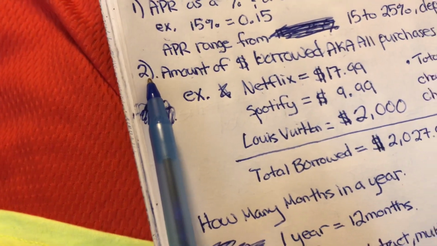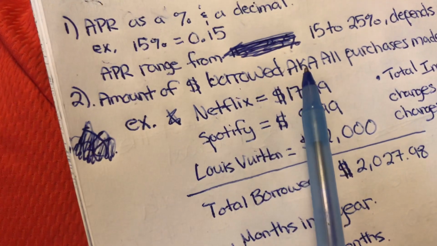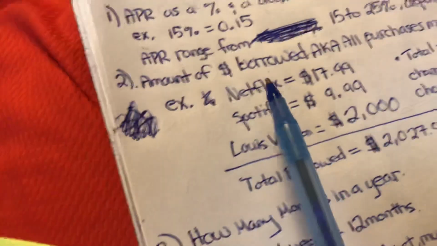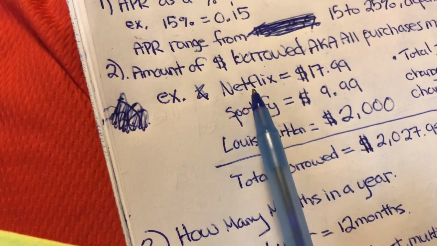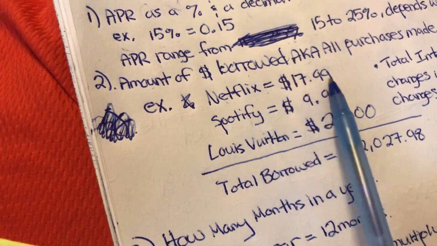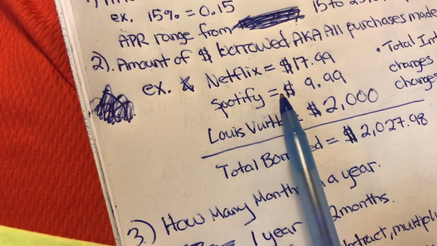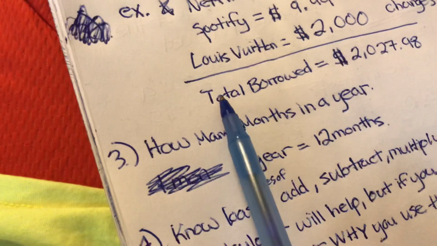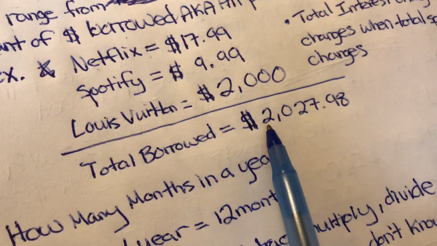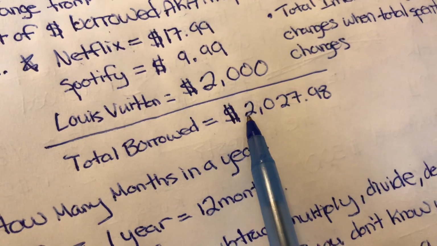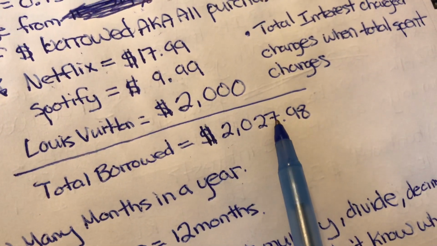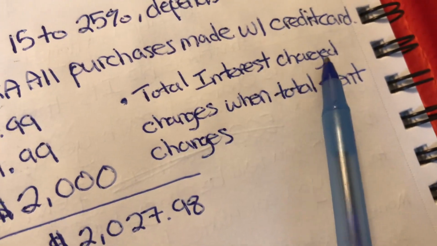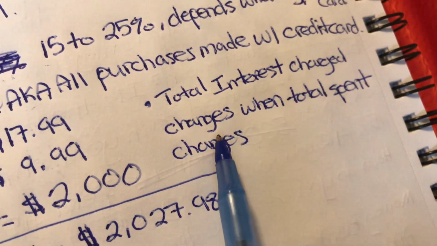Number two, amount of money borrowed, also known as all purchases made with credit card. An example: Netflix equals $17.99. Spotify equals $9.99. Louis Vuitton, $2,000. Total borrowed, after adding them all up, equals $2,027.98. But always remember, your total interest charged changes when total spent changes.